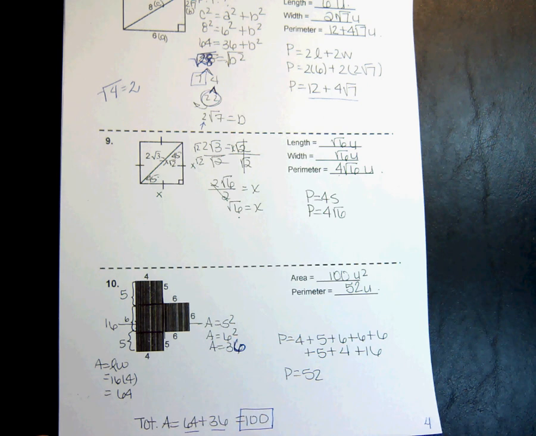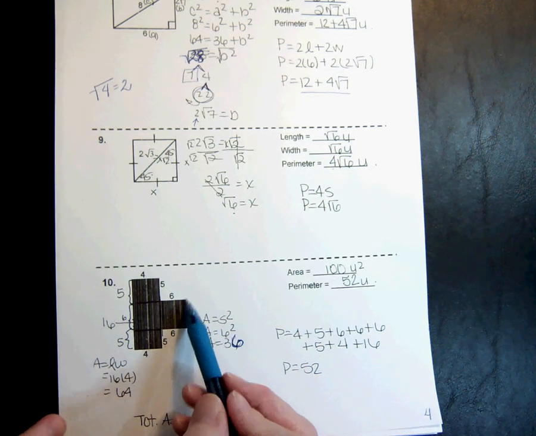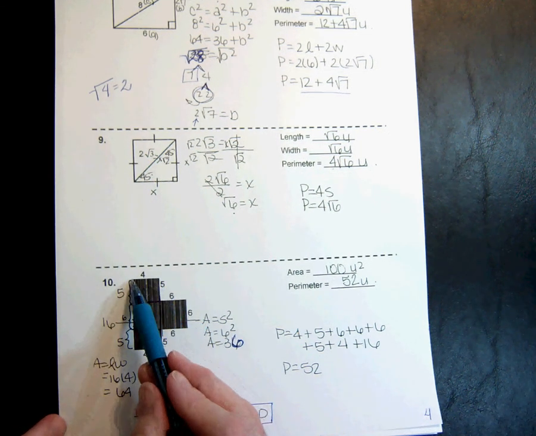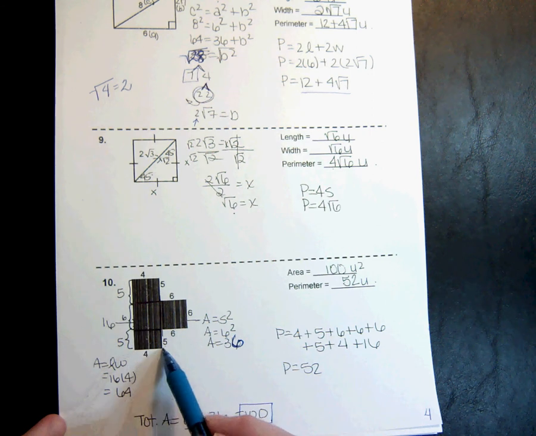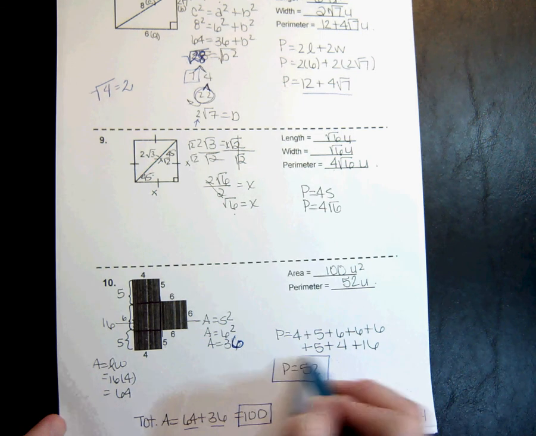For perimeter, it's not squared units. You're just talking about walking around it. So you're just starting to add up. 6, 6, 5, 5, 4, 16, 4, 5. So they just added all those up to get 52. Lots of examples for topic 9-1.